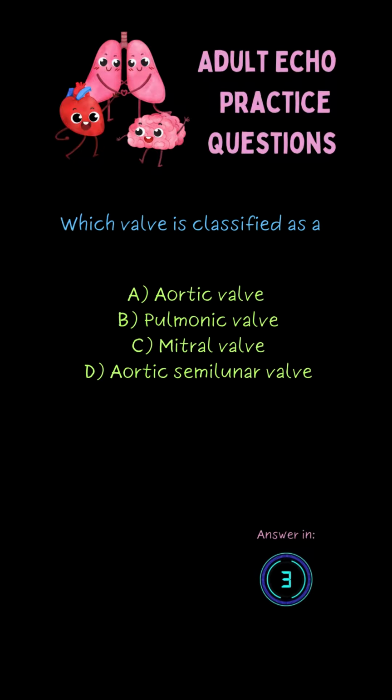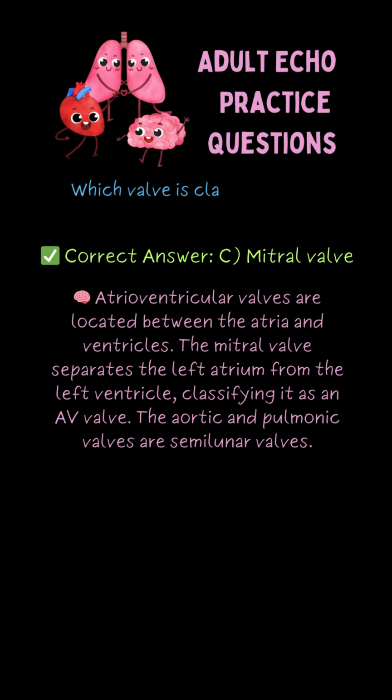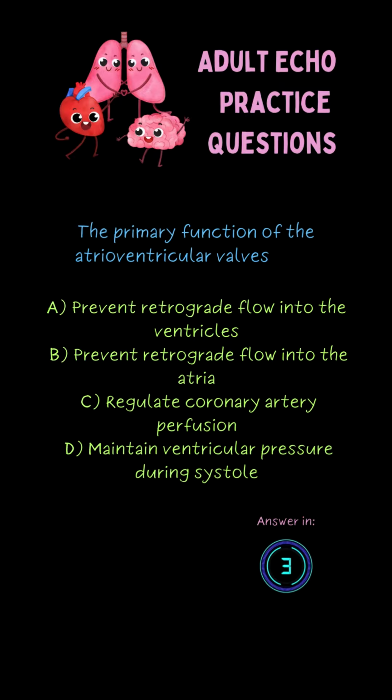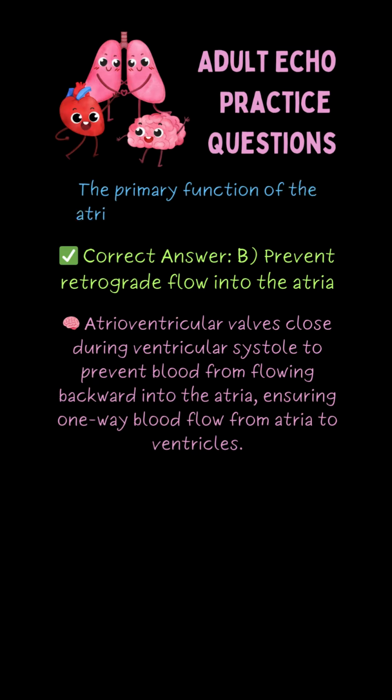Which valve is classified as an AV valve? C. The mitral valve. AV valves, or atrioventricular valves, are located between the atria and the ventricles. The primary function of the AV valves is to B. Prevent retrograde flow into the atria. Retrograde flow also means regurgitation or backwards flow into the atria.